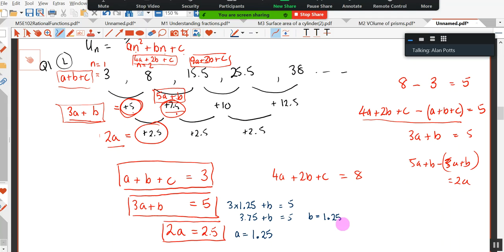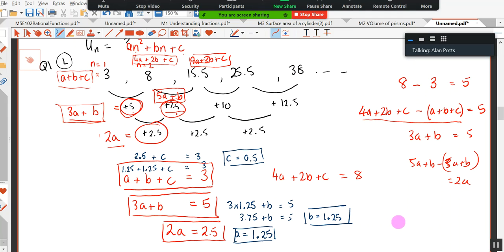Okay, again. So up here, look, I've got 1.25, 1.25, plus something has to equal 3. So 1.25 plus 1.25 is 2.5. So 2.5 plus something equals 3. So what must the something be? 0.5. Okay. So I've got C is 0.5, B is 1.25, and A is 1.25.